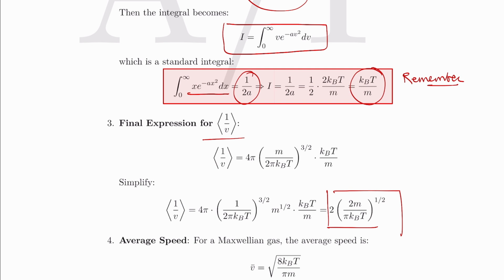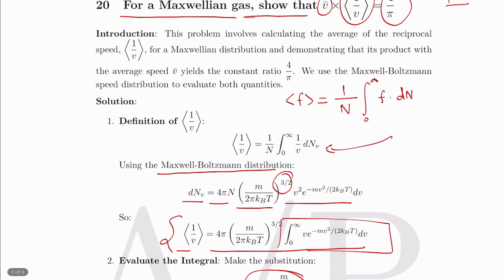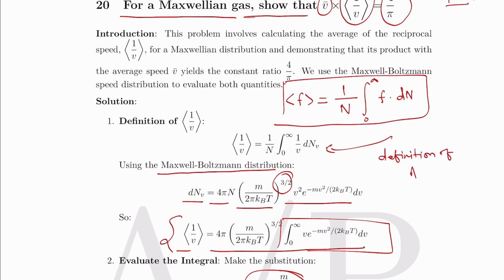Okay, and now we have done nothing more than the simplification, and the main formula was this. Okay, that we were using the definition of the average of any function. The main formula was that we use that definition of average.